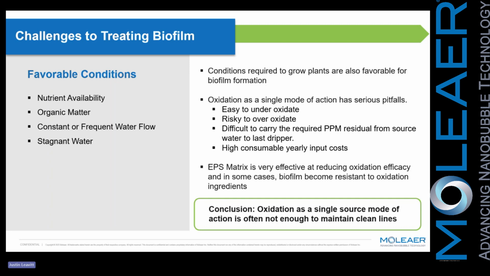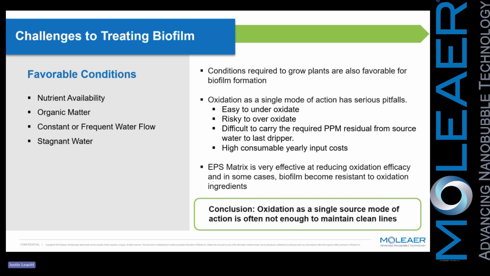Remember, that matrix is what is preventing the effective use of that oxidation. Underneath that EPS matrix are the microorganisms that we need to be targeting. It takes high strength oxidizers to do that, and that causes a lot of risks for our crop. And not to mention that it's quite difficult to carry the required part per million residual from your source water or your injection point all the way down to the last dripper.